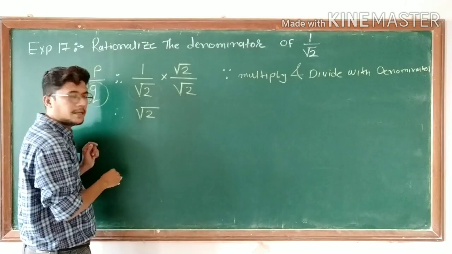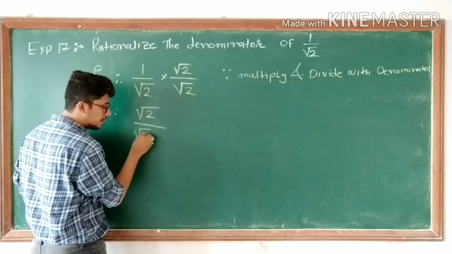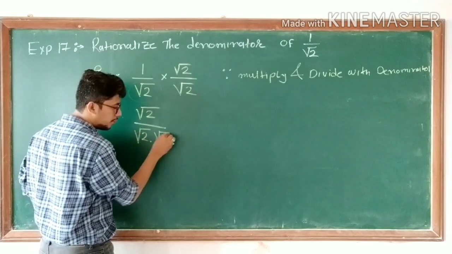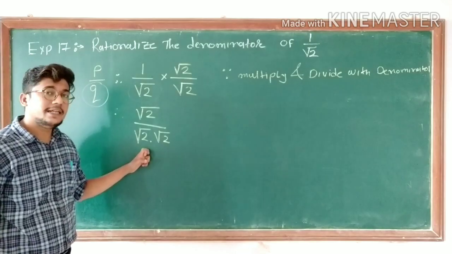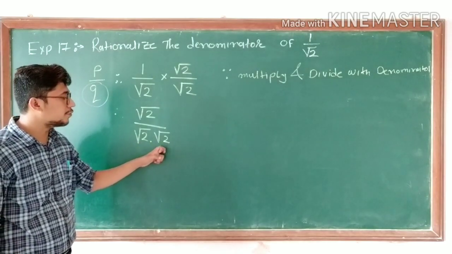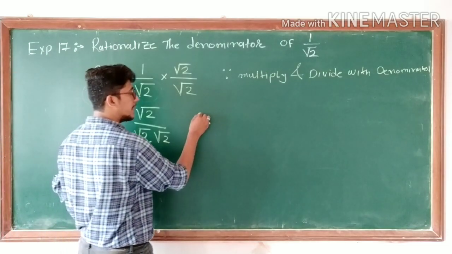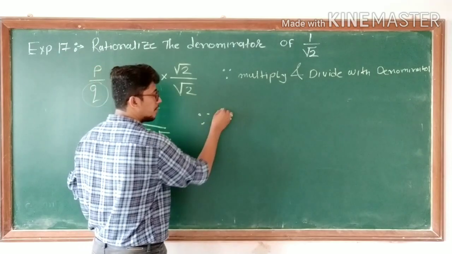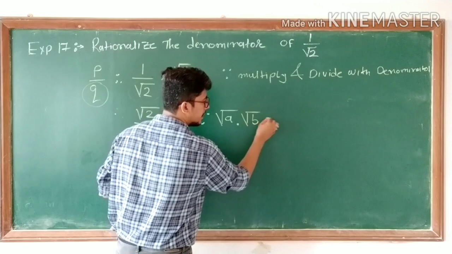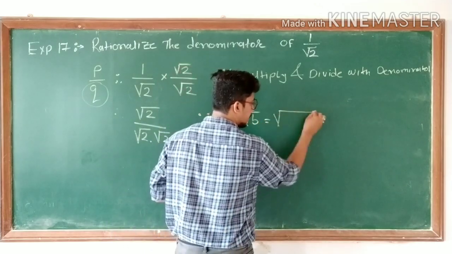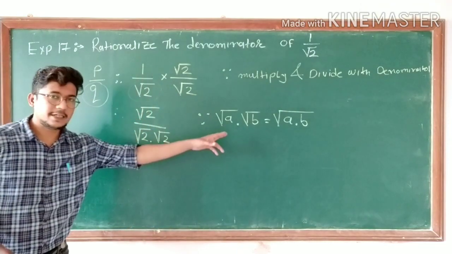Now we know that 1 into square root of 2 is square root of 2. And root 2 into root 2. Can I write root 2 into root 2 as it is? Yes, we can write. Now we know from the identity, square root of a into square root of b is equal to the whole square root of a into b. Yes, can we write like that? We can write like that.